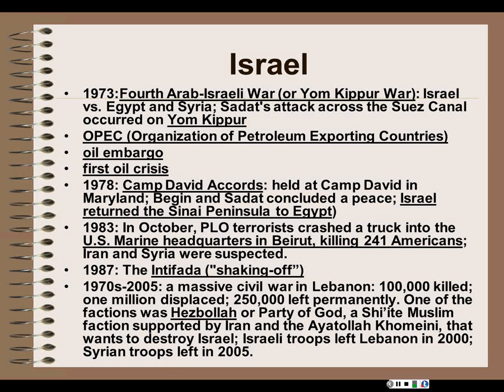From the 1970s to 2005, there was a massive civil war in neighboring Lebanon. 100,000 were killed and 1 million displaced. Some 250,000 people left permanently. One of the factions involved in the civil war was Hezbollah, or Party of God, which is a Shiite Muslim faction that has consistently been supported by Iran and by the Ayatollah Khomeini, and that has expressed its desire to destroy Israel. Israeli troops were involved in the civil war, left Lebanon finally in 2000, and Syrian troops left in 2005.